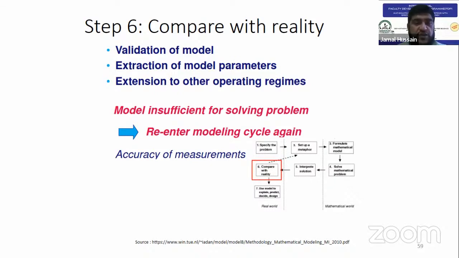Validation of the model, extraction of model parameters, extension to other operating regimes, and model insufficient for solving the problem. If it is insufficient, that means the results obtained from the model you have developed do not match the observed facts. In that case, the model is insufficient for solving the problem, so you have to re-enter the modeling cycle again. Where to re-enter? You see this arrow; it goes back to set up a metaphor.